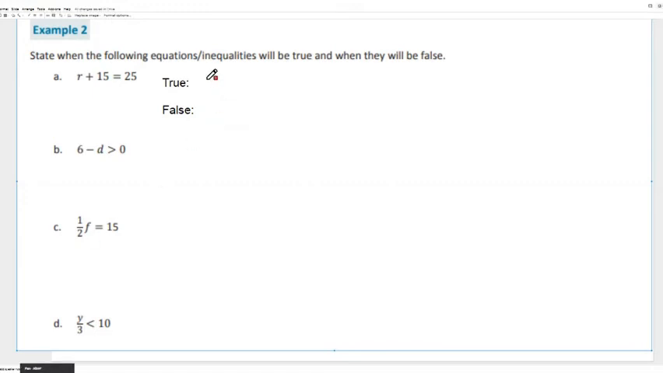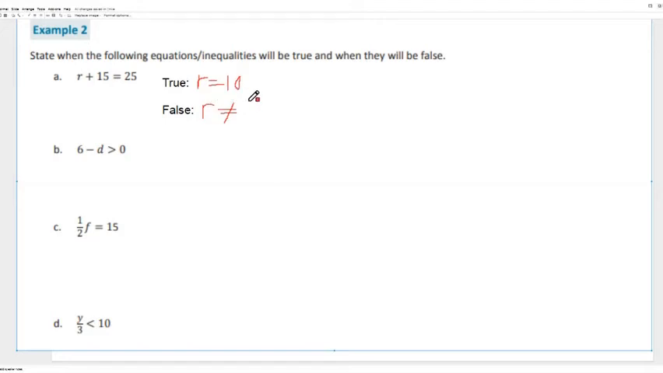So r has to equal 10. Now the question is, can r equal anything else? The answer is no. So r cannot equal anything else. How we write that is we put r, we put an equal sign, and we put a line through it. This means r cannot equal 10.